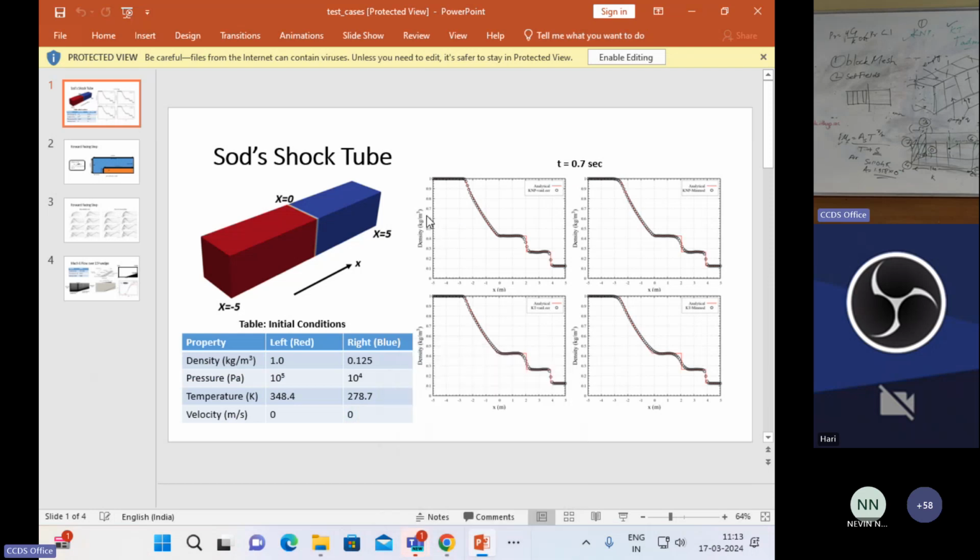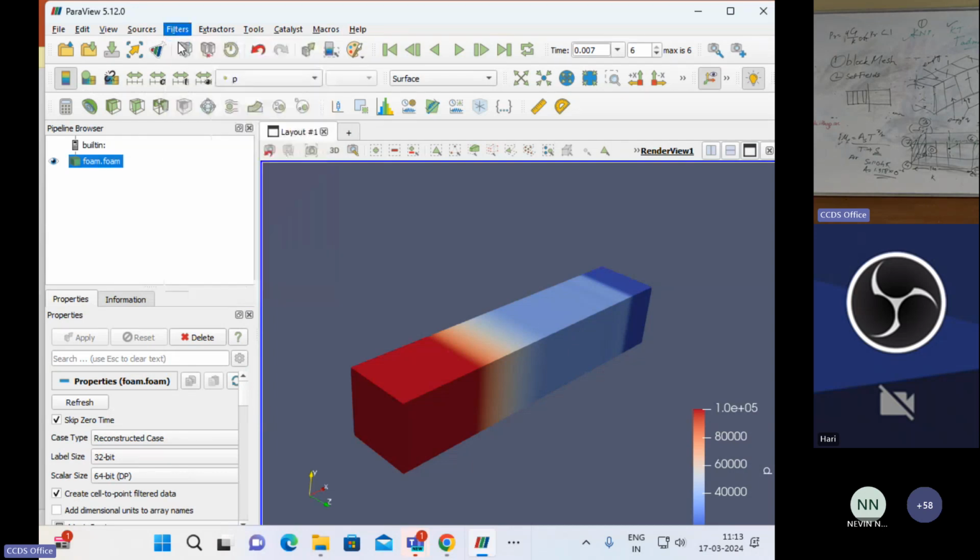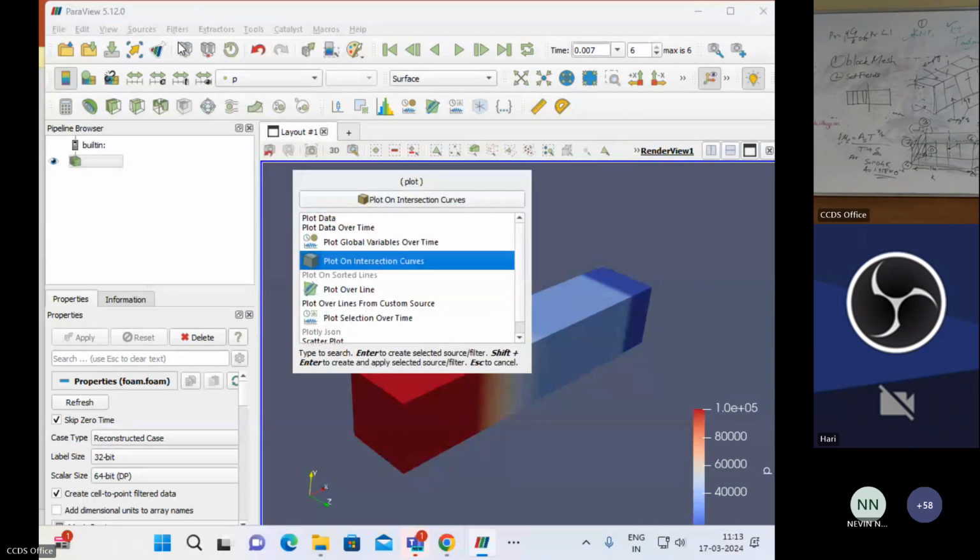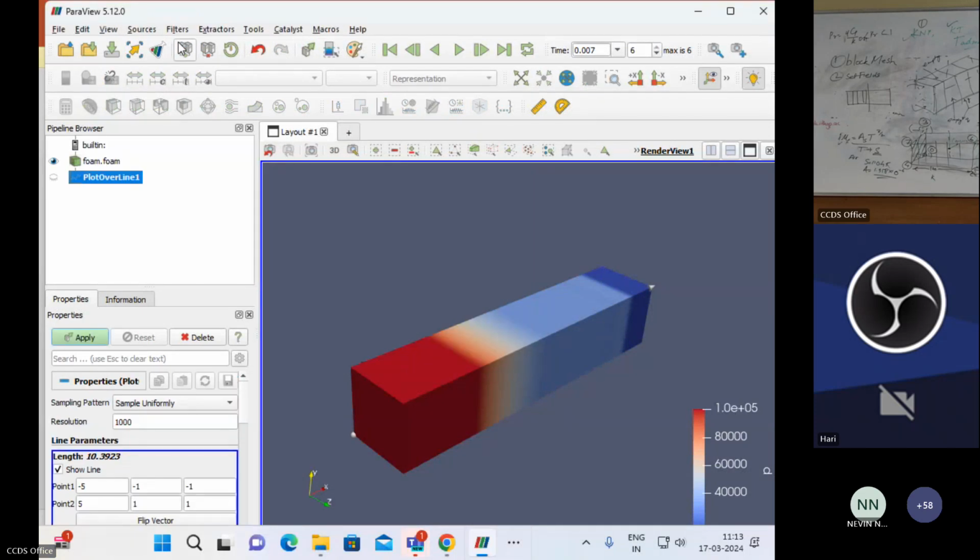So this is typically density in kg per meter cube, and it is varying between -5 to 5. So this is along the axis of the shock tube. The density variation is along the axis of the shock tube. And if you open ParaView, again go to filters, search for plot, and use Plot Over Line. Then hit enter.